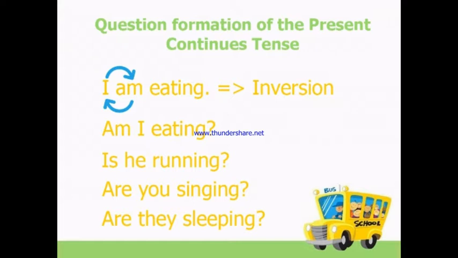Next thing you need to know is the question formation of the present continuous tense. It's really simple. You have the positive formation, I am eating. So you use something that is called inversion, which basically means switching the places of subject and the verb to be. So instead of I am eating, your question will be, am I eating? Is he running? Are you singing? Are they sleeping? It's not that hard, right?